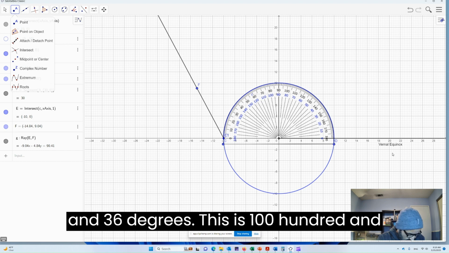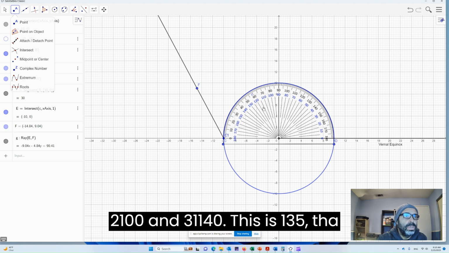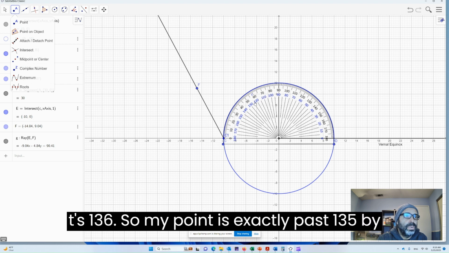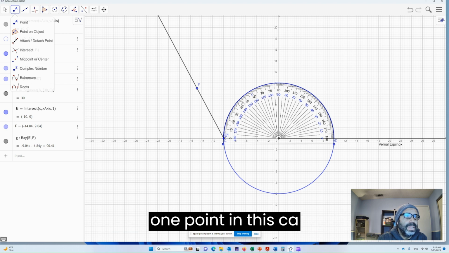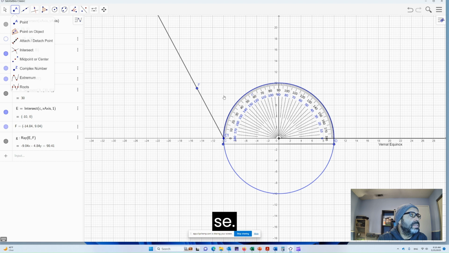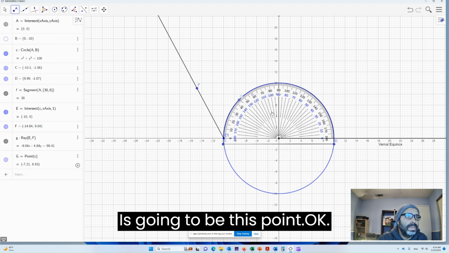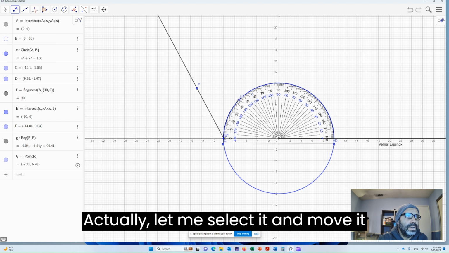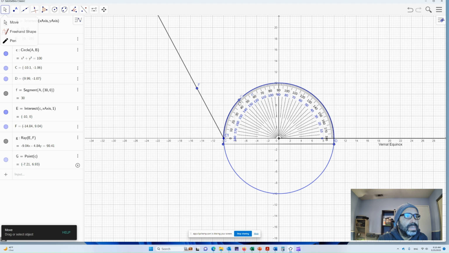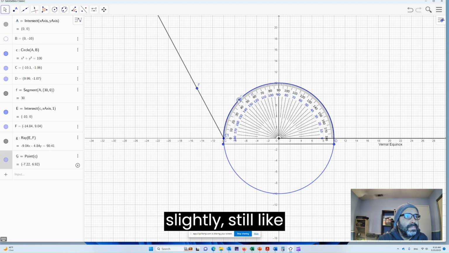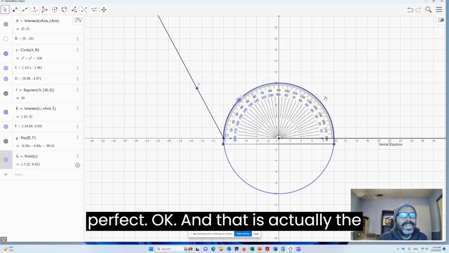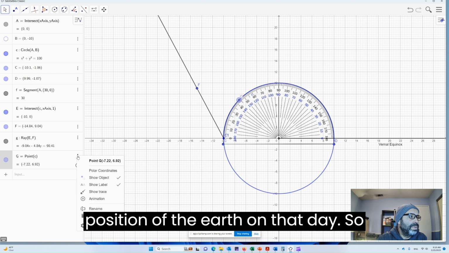So it's 136 degrees. This is 100, 120, 130, 140. This is 135, that's 136. So my point is exactly past 135 by 1 in this case, and it's going to be this point. Actually, let me select it and move it slightly. It's still perfect. And that is actually the position of the Earth on that day.